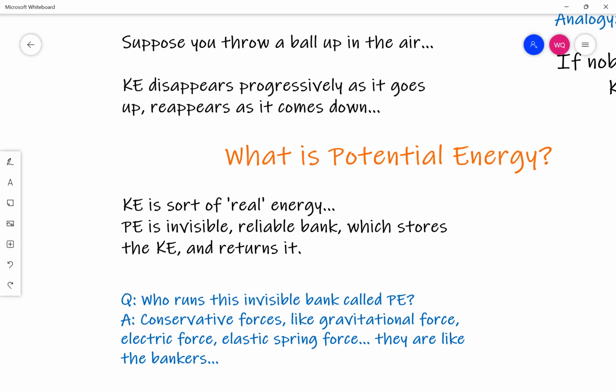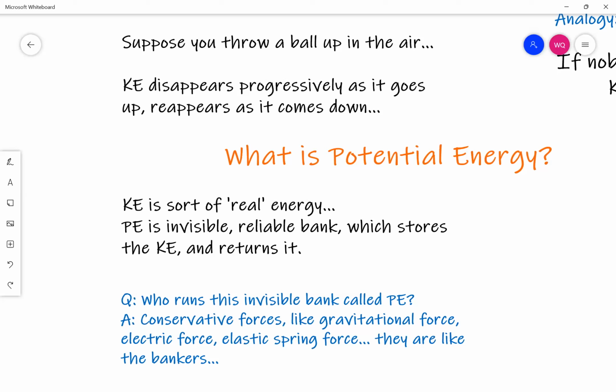This is the way that people were thinking about this when they were first coming out with the idea of PE. They were thinking PE is like an invisible yet very reliable bank. Invisible because it can't be seen. Reliable because you put in how much, later on you can withdraw how much. It doesn't cheat away your money. And this bank deals with not money but kinetic energy. That is really the idea behind it.